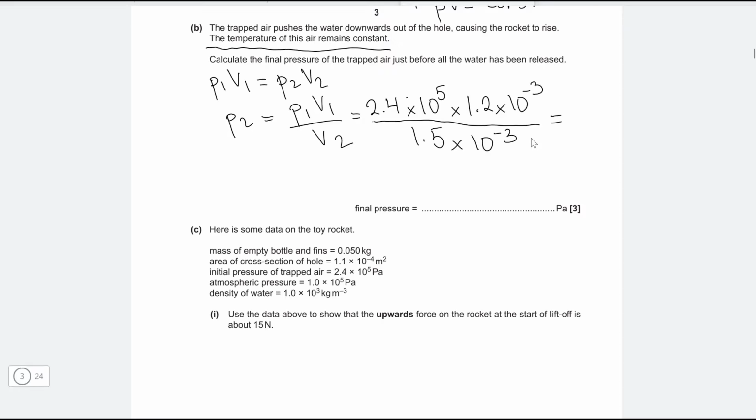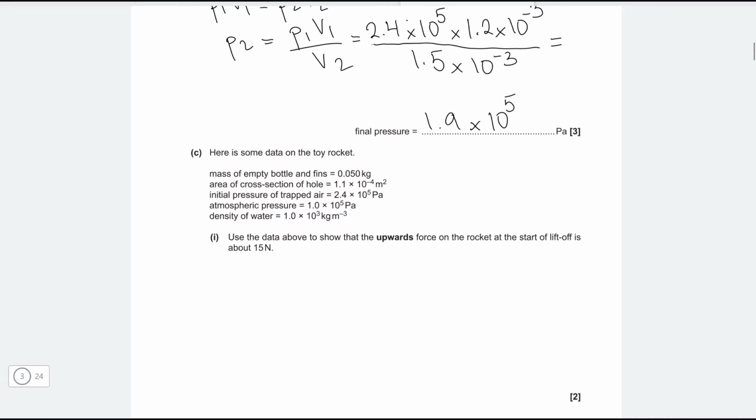So let's put all these values into a calculator, and we are going to get about 192 and then 3 zeros after that. So we can write that as 1.9 times 10 to the 5 pascals.